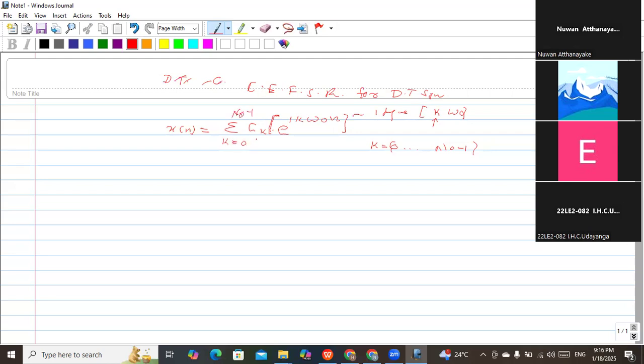Okay, and this c k is referred to as the Fourier series coefficient. These are referred to as Fourier series coefficients, and these coefficients can be evaluated using the identity 1 over N naught, sum over n from 0 to N naught minus 1, of our signal sequence x[n] e to the power minus jk omega naught n. Okay, so using this identity, you can estimate this Fourier series coefficient.